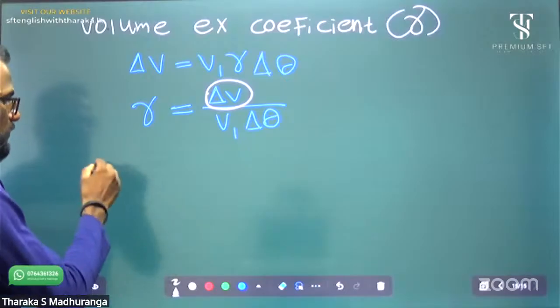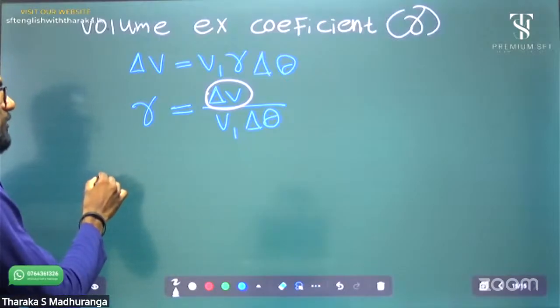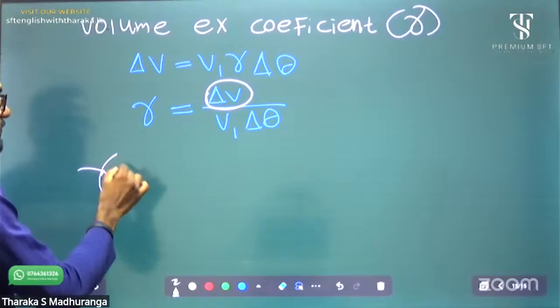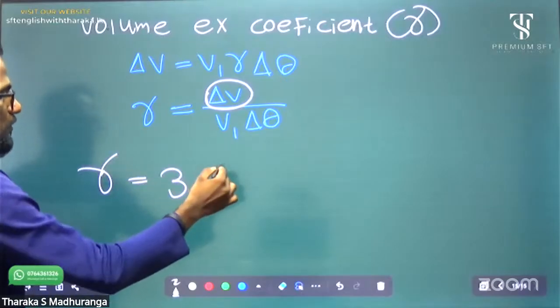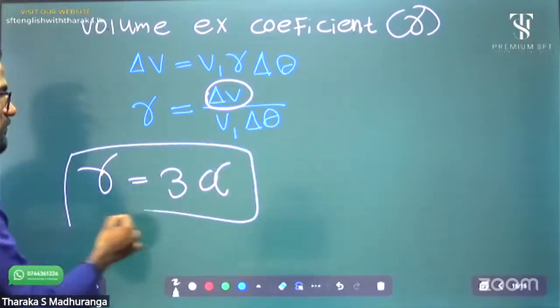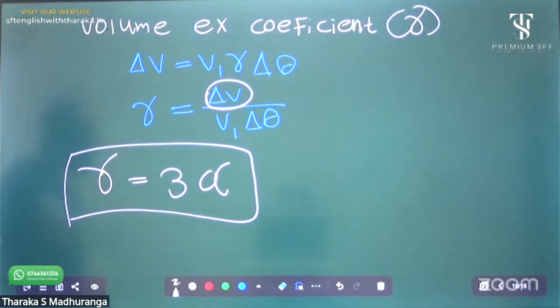Now you can write it like this and box it. Gamma equals 3 alpha.